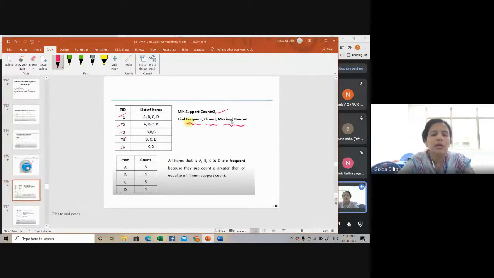These are the 5 transactions which we are considering, and we're going to find out the frequent item sets, closed item sets, and maximal item sets. The first step, you take the individual items and their support count. You have items A, B, C, and D. They are all frequent, because the minimum support count is 3.